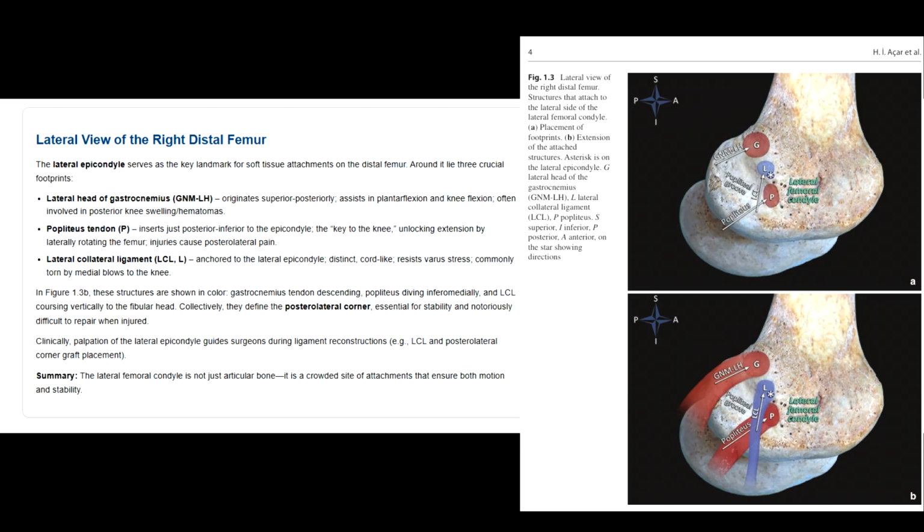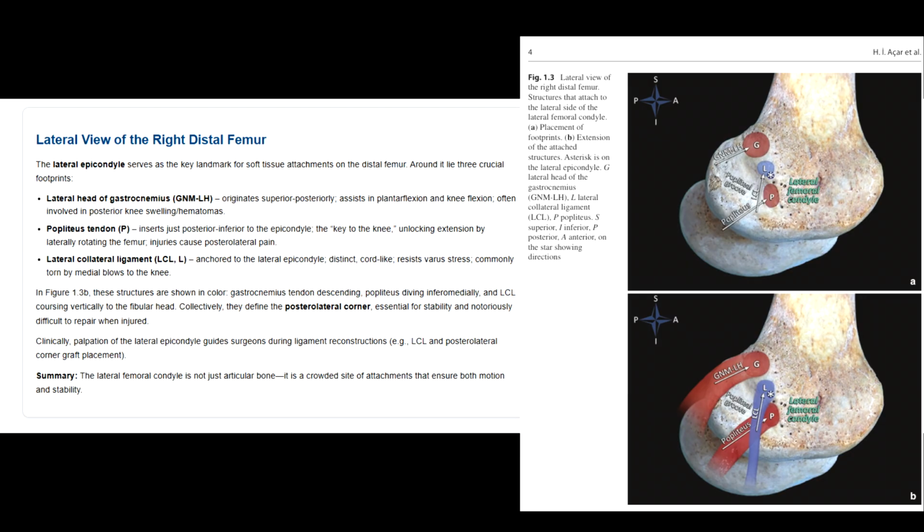The gastrocnemius tendon runs downward to the calf, the popliteus tendon dives inferomedially, and the LCL courses vertically to attach to the head of the fibula. Together, these structures form what we might call the posterolateral corner of the knee, a region that is crucial for stability. In fact, injury to this corner, involving the LCL, popliteus, and associated capsule, leads to severe instability and is notoriously difficult to manage surgically.